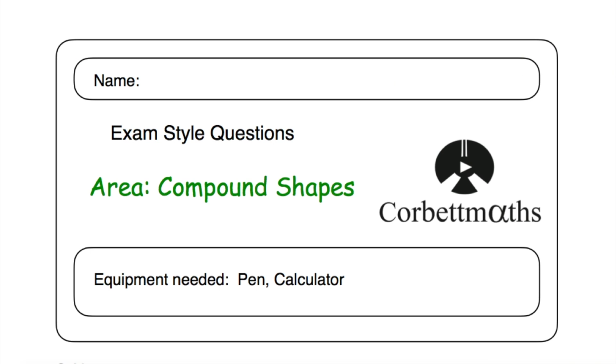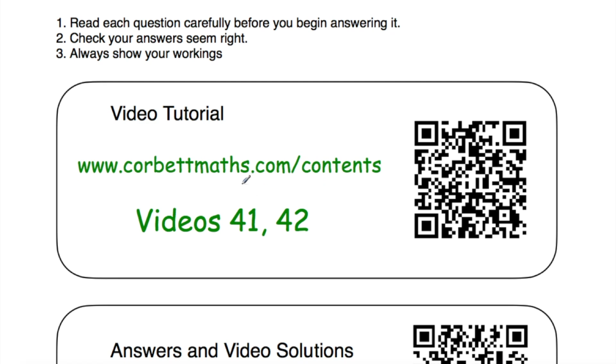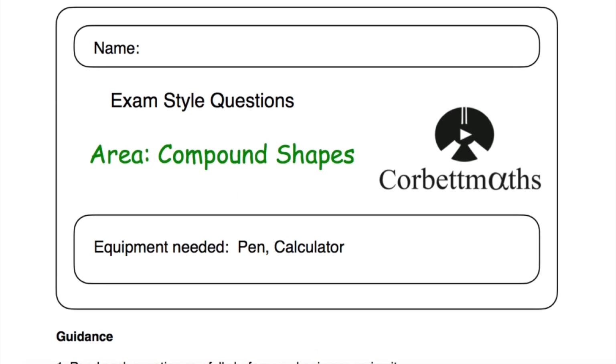So these are the video solutions to the area of compound shapes practice questions. If you need any extra help on this topic, if you look at videos 41 and 42 in Corbettmaths, they'll be useful for you. But this video will focus on the video solutions to the practice questions.